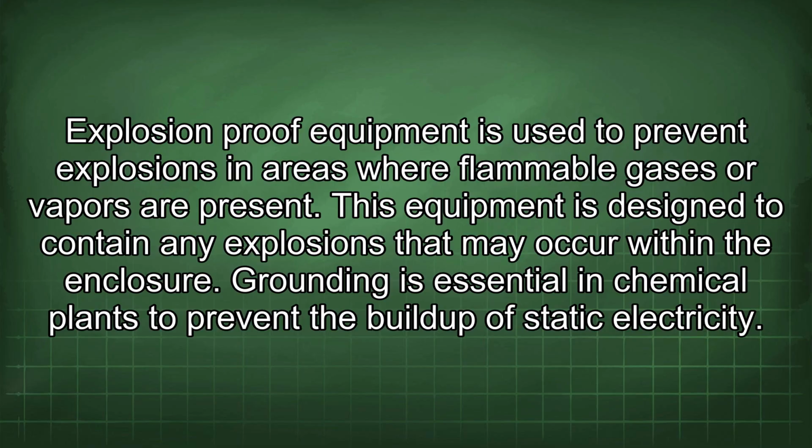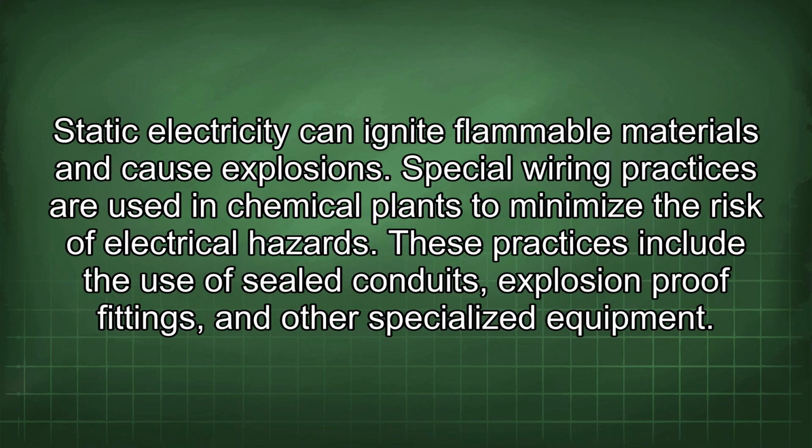This equipment is designed to contain any explosions that may occur within the enclosure. Grounding is essential in chemical plants to prevent the buildup of static electricity. Static electricity can ignite flammable materials and cause explosions. Special wiring practices are used in chemical plants to minimize the risk of electrical hazards. These practices include the use of sealed conduits, explosion-proof fittings, and other specialized equipment.